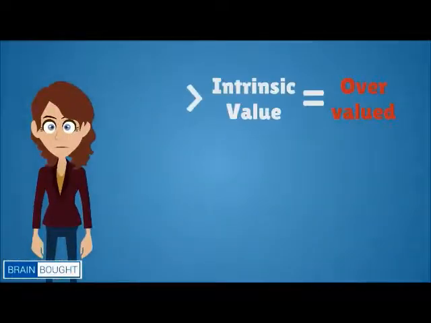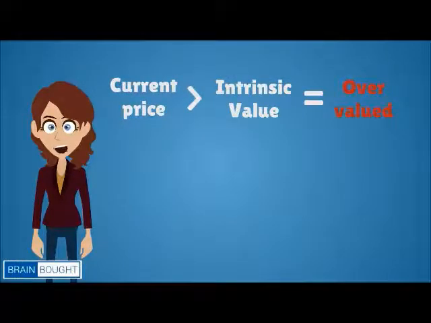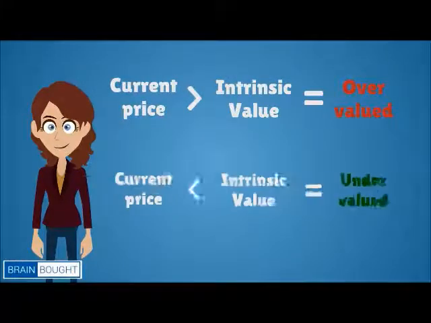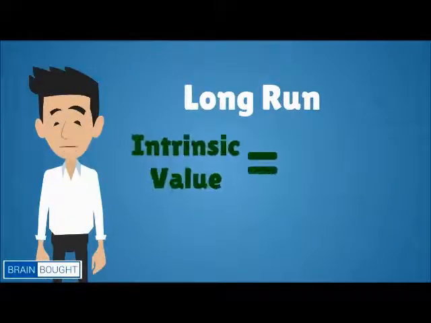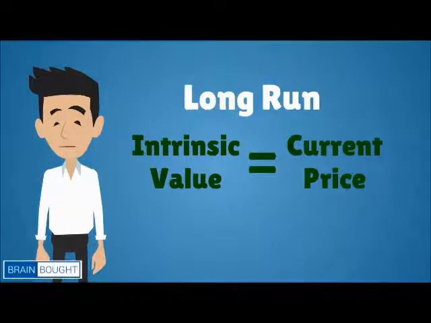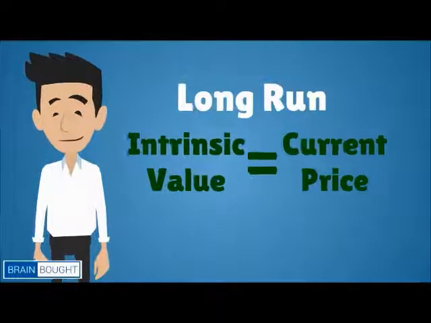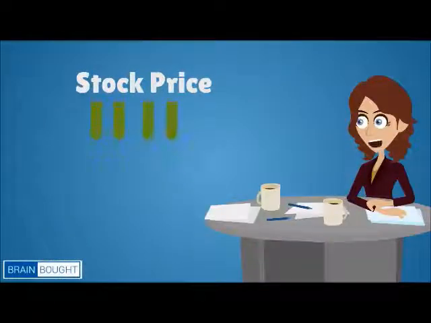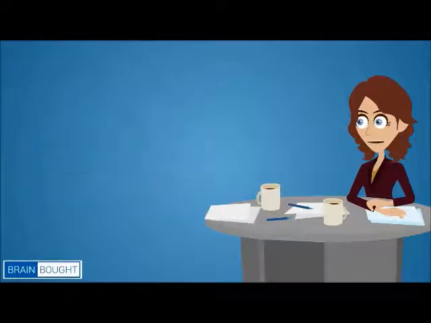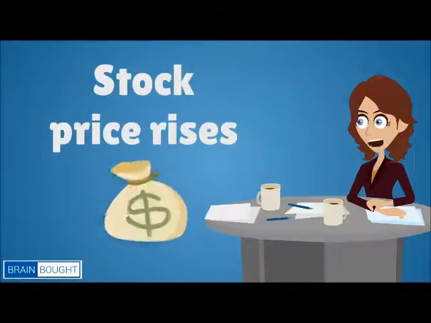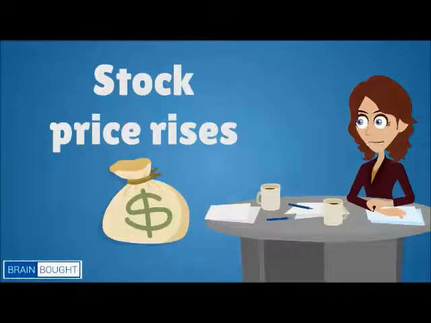When this happens, the stock becomes overvalued or undervalued. However, in the long run, a stock's price tries to move closer to its intrinsic value. A good strategy is to buy when the stock price is lower than the intrinsic value. That way, when the stock price finally rises to the intrinsic value, you make a profit.